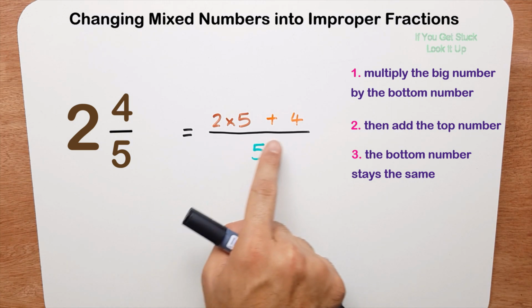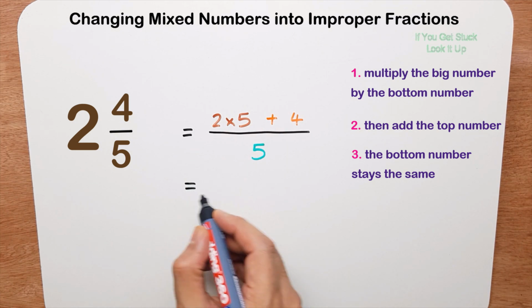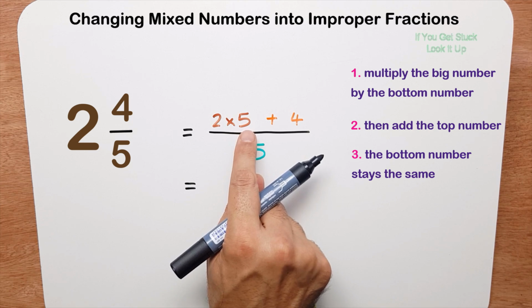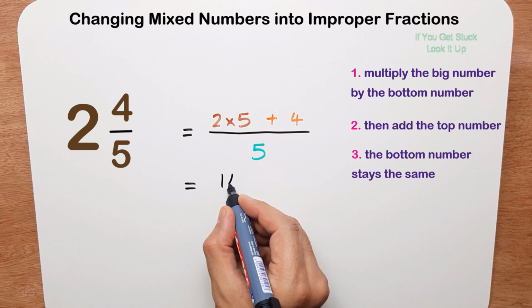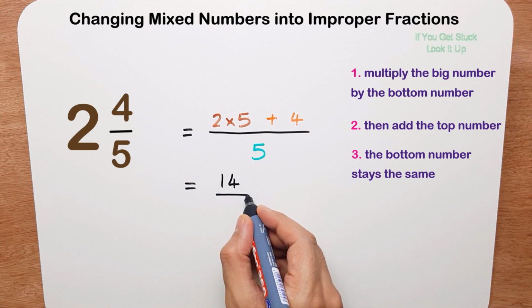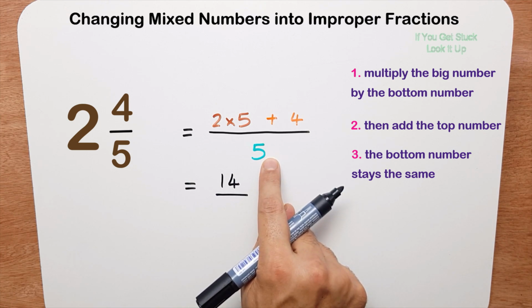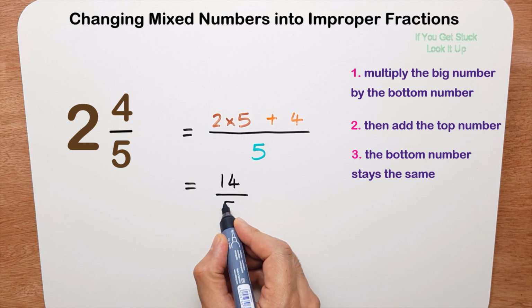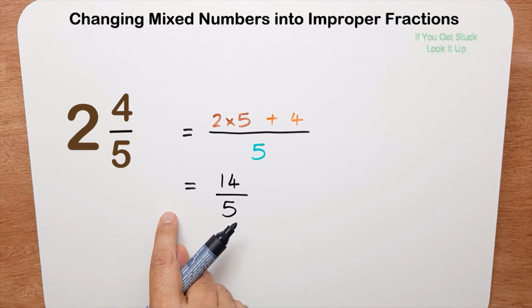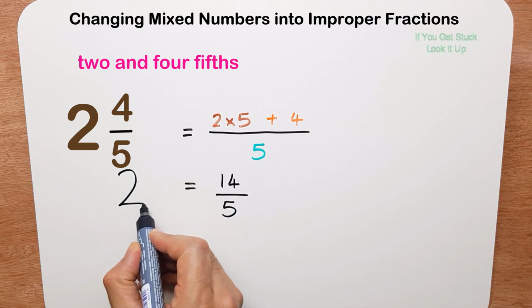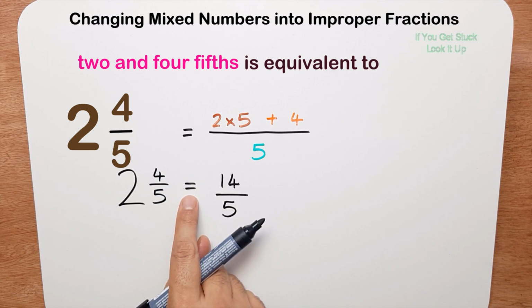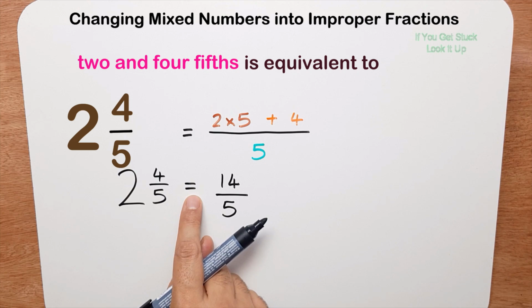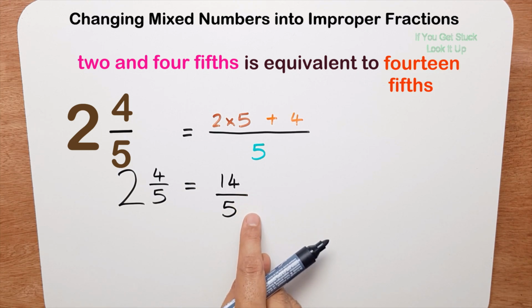So now we can simplify this. 2 times 5 is 10, plus 4 is 14. So that goes at the top as the numerator. And the 5 stays the same as the denominator. So I can say 2 4/5 is equal to, or equivalent to, 14/5.